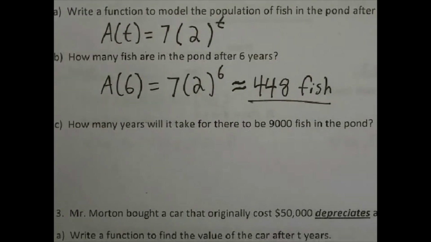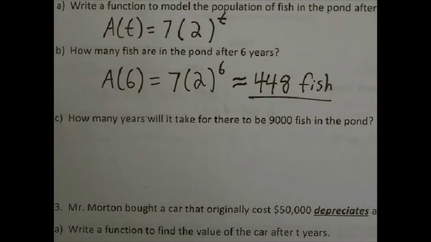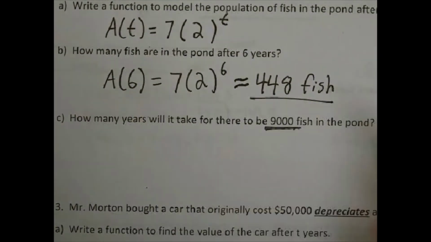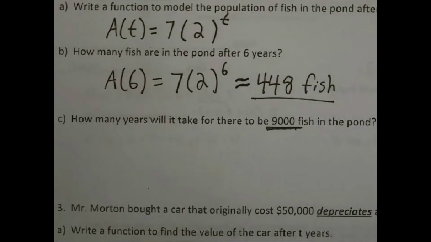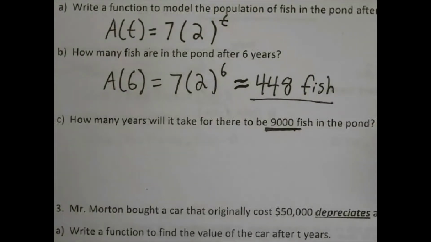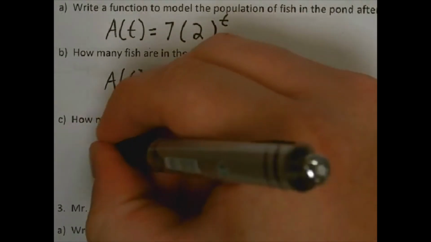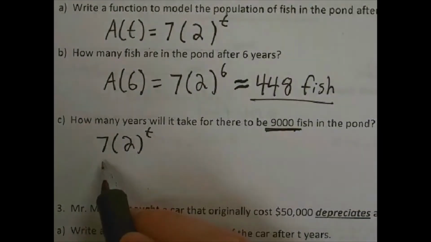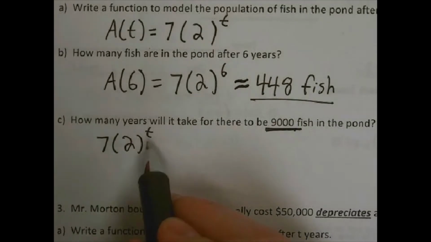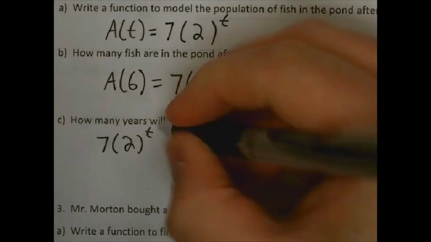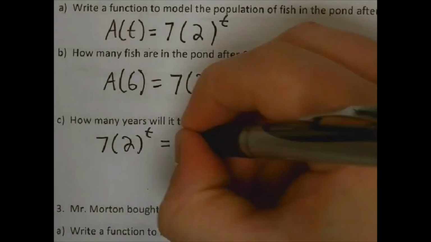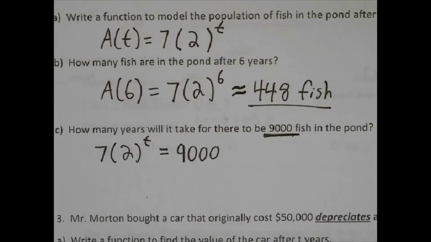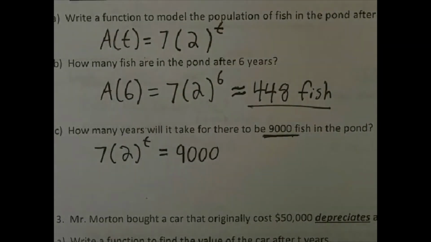C, how many years will it take for there to be 9,000 fish in the pond? Okay, here's the first step. Let's go ahead and take our equation, and I'm going to set up the front part first. So I know I started with 7. I'm doubling. I'm raising it to the t power, and I want to see how long it takes to get to 9,000.